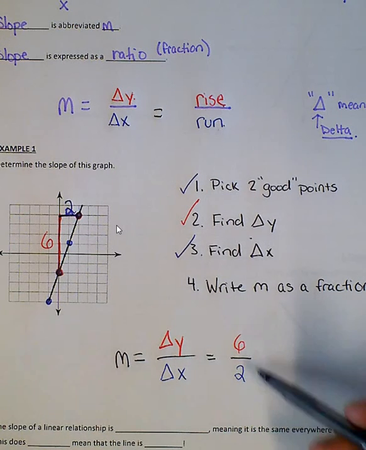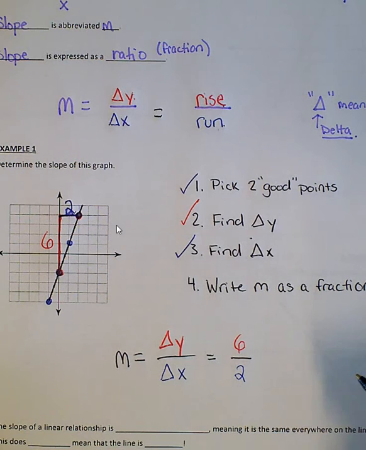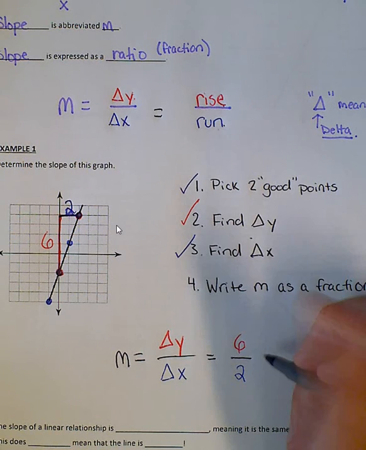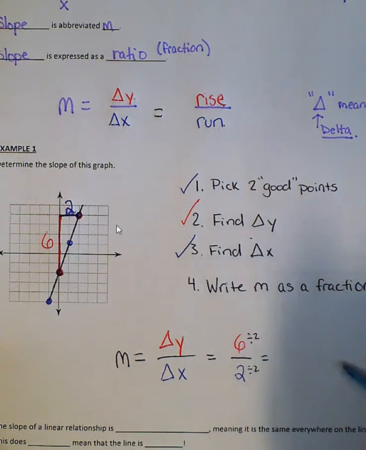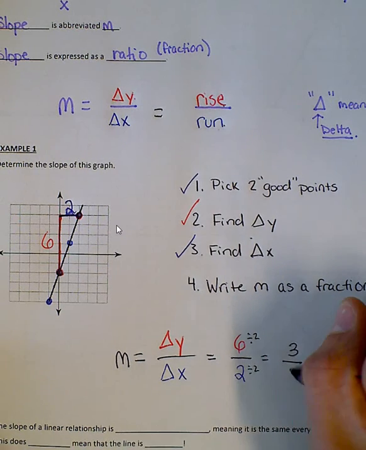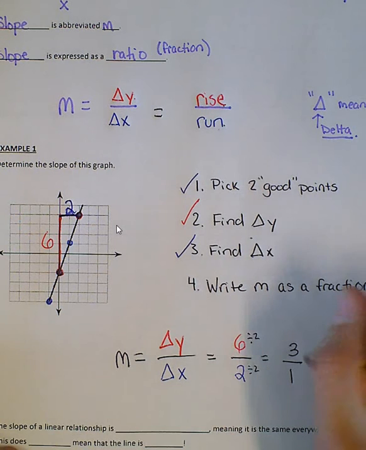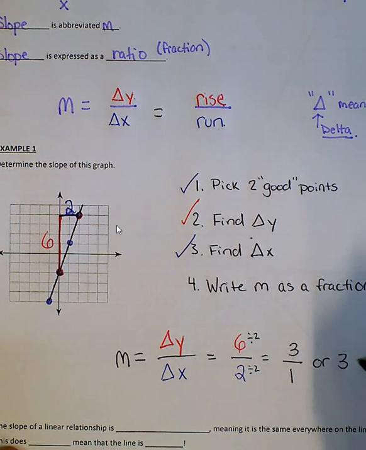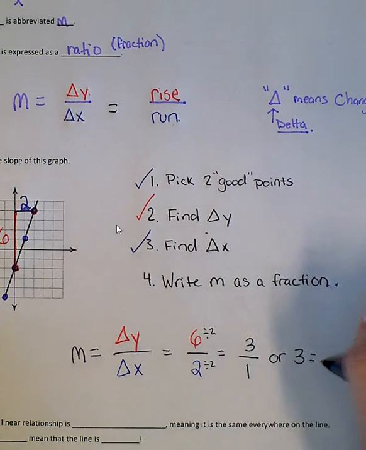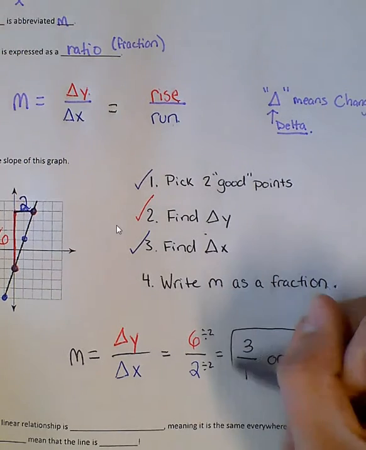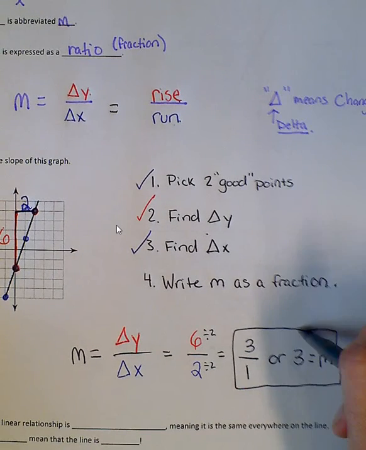6 and 2 both are multiples of, or have a factor of, 2. So dividing the numerator and denominator by 2, we end up with the slope of this graph being 3 over 1, or another way we can see that is as 3. This is the slope of example 1, our final answer. We should be comfortable with both of these notations.